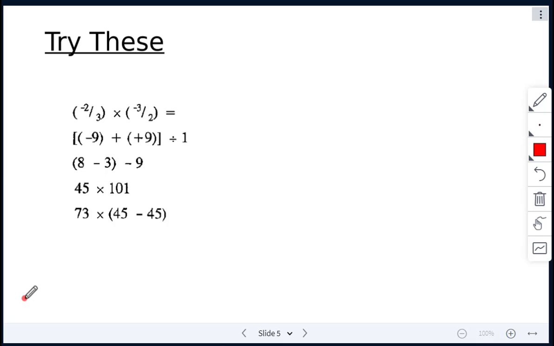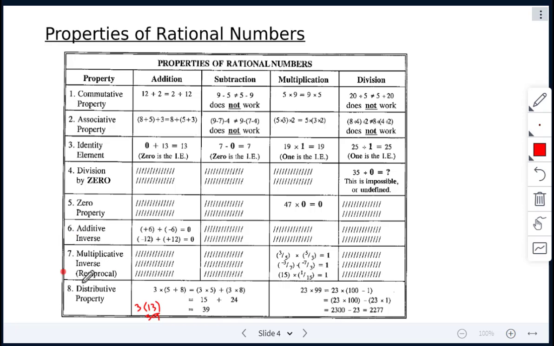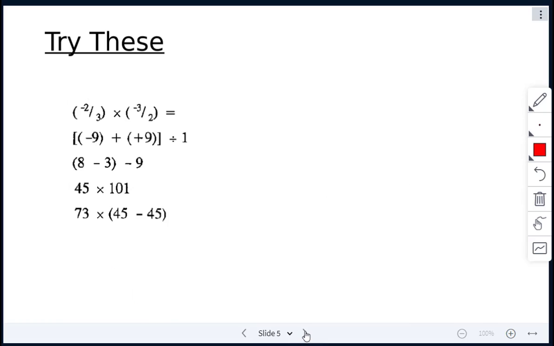All right, so let's take a look at these examples here. We have negative 2 over 3 times negative 3 over 2. We know this is the reciprocal of negative 2 over 3. Since we're multiplying negative 2 over 3 by its reciprocal, we are using our multiplicative inverse property. So our answer here is going to be equal to 1. I got that very easily because I used the property of multiplicative inverse. I'm just going to put MI for that.